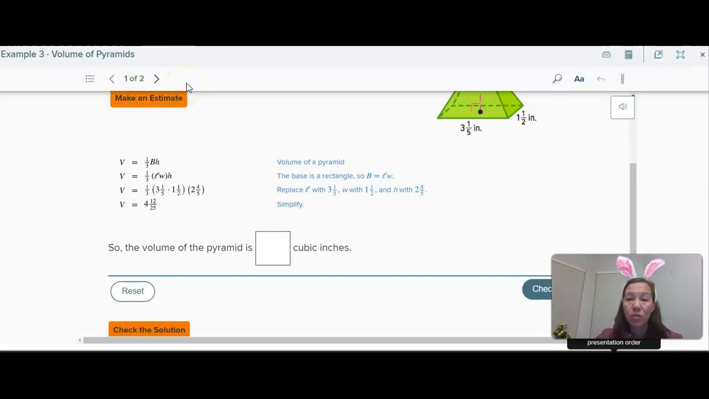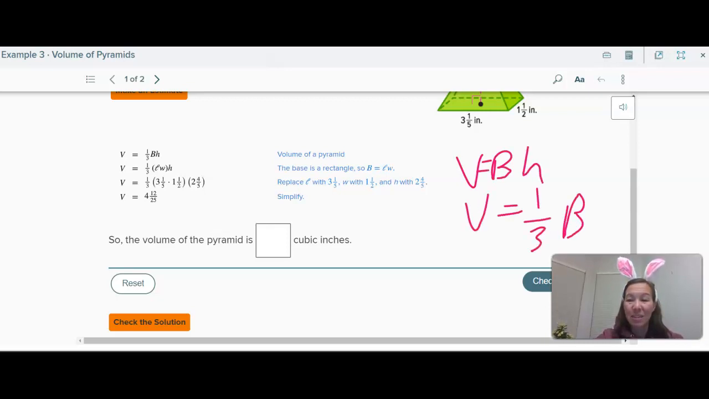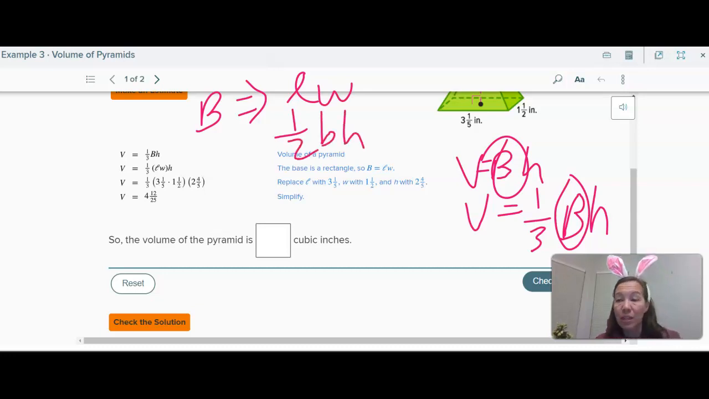So really just 2 formulas: volumes of prisms, base times height; volumes of pyramids, 1/3 base times height. The challenge is that the base is sometimes a rectangle or sometimes a triangle, so that B has a few different formulas: length times width, or 1/2 base times height, depending on what the shape of that is. But that's all we have for volume for this lesson.